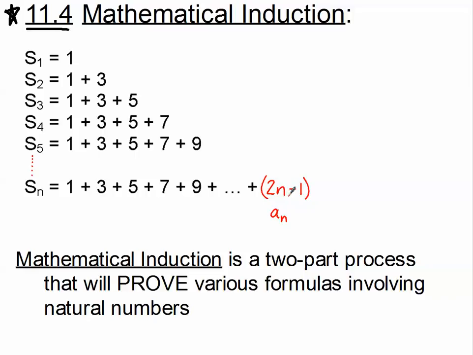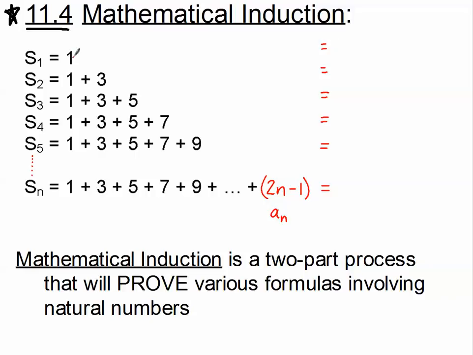Check it for the second term. The second term should be 3. So plugging in a 2 for the second term, 2 times 2 minus 1 is my 3. Check it for the fifth term. If I plug in a 5, I should be getting 9. 2 times 5 minus 1 is equal to 9. So this is the sum of the first n terms, and they're all odd numbers. So now let's look at what these sums actually equal, and I'll put them all over here.